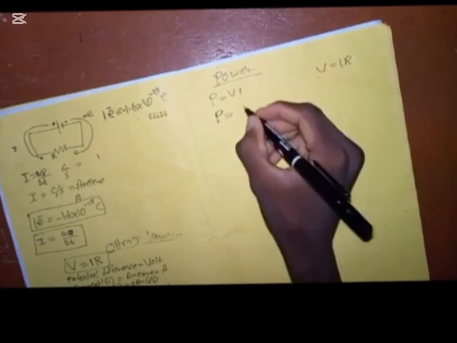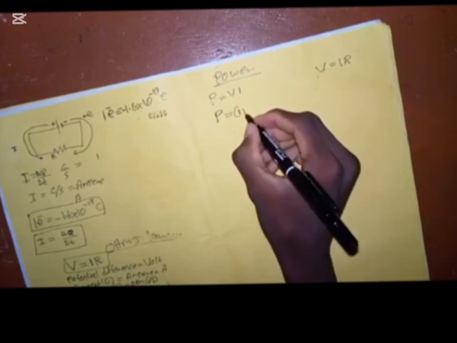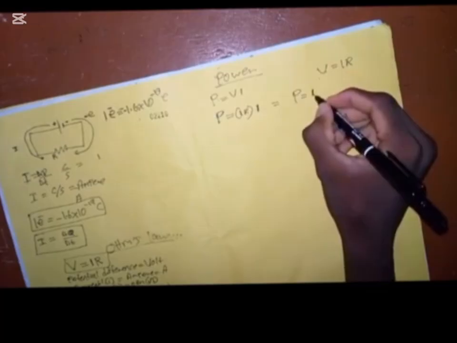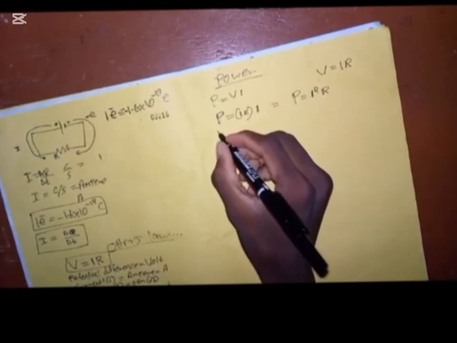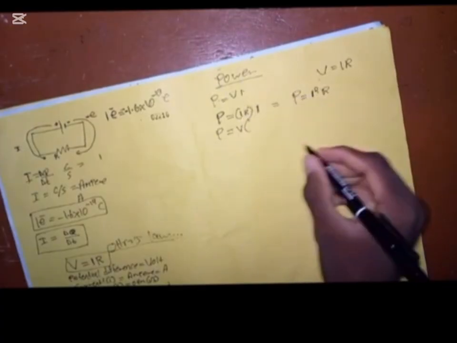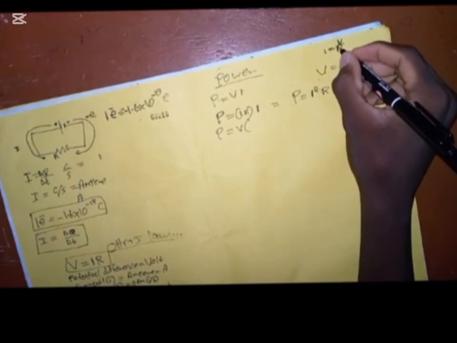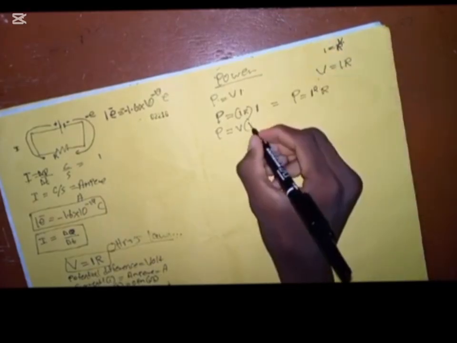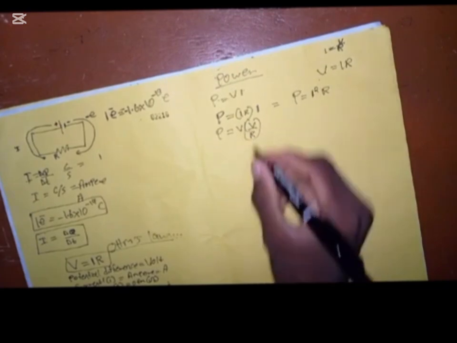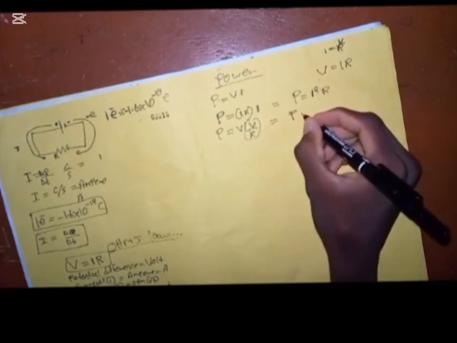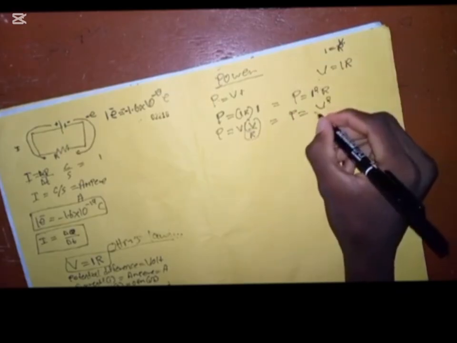Let's say that our V is IR, so I times R times I gives us P equal to I squared times R. Now let's insert the value of I. P is equal to V times I, and if we are to find the current, we have I equals V over R. So we insert that value of I, and our power is equal to V times V over R, which is V squared divided by R.